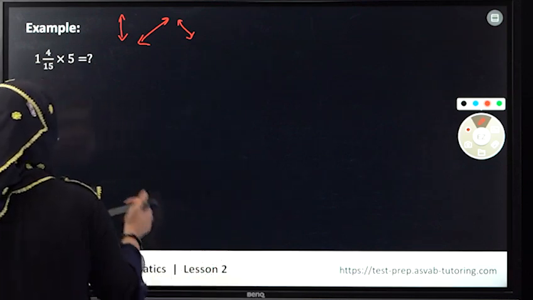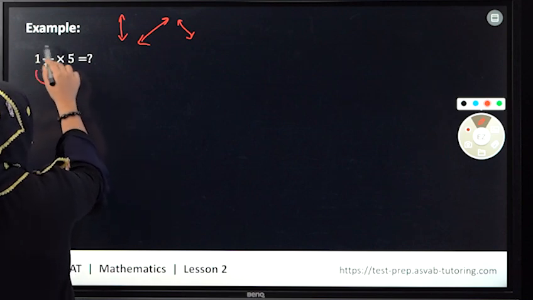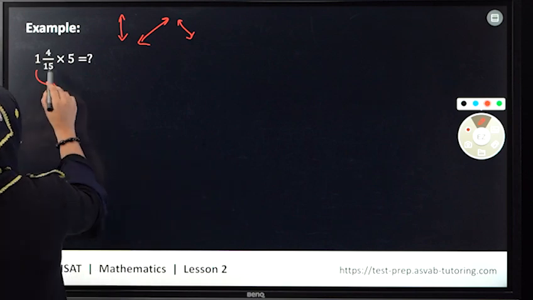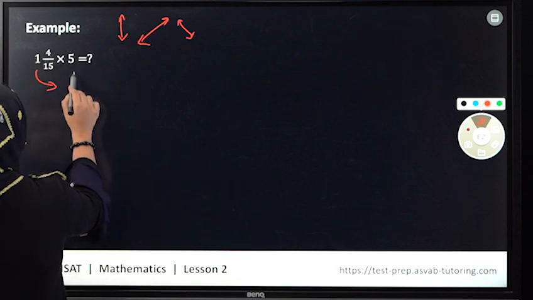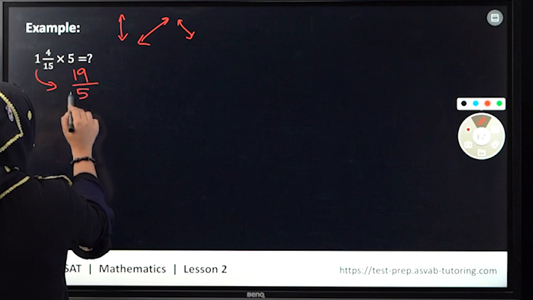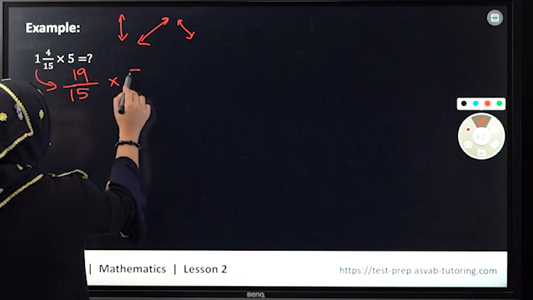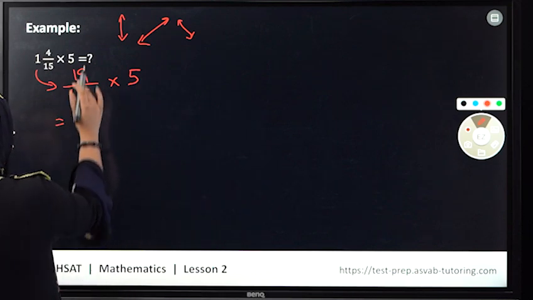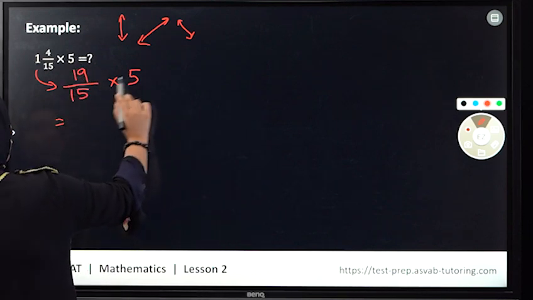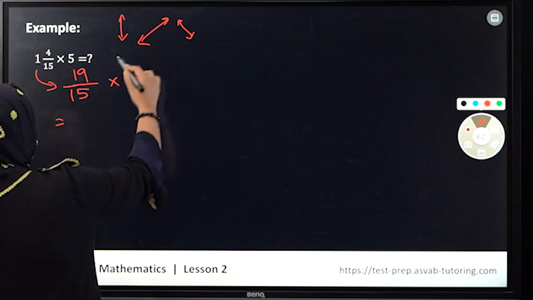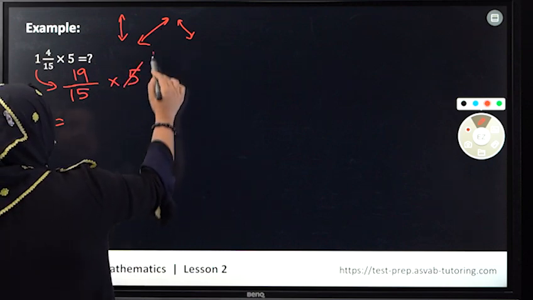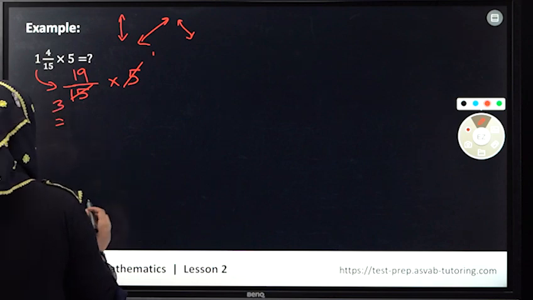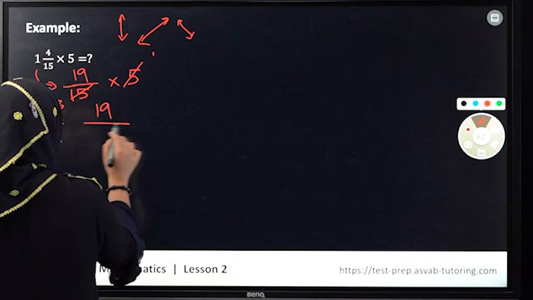That does not work. First of all, what we do here is we need to convert this mixed number to an improper fraction. To do that, we do 15 times 1 is 15. 15 plus 4 is 19 over 15. Now you put this the same way. Just like I've shown you before, does 19 and 15 go? Nope. But can we go this and this? Yeah, we can. So we can simplify as 5 times 1, and we can simplify as 5 times 3 being 15. So that's 19 over 3.